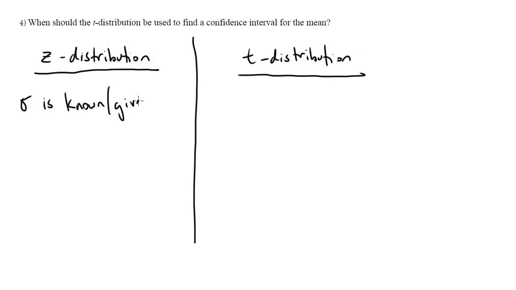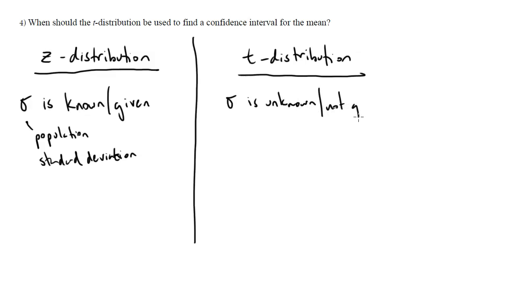or given to you in the problem. Sigma is the population standard deviation. You use a t-distribution when sigma is unknown or not given. In some cases, instead of being given the population standard deviation, you may be given S, the sample standard deviation.